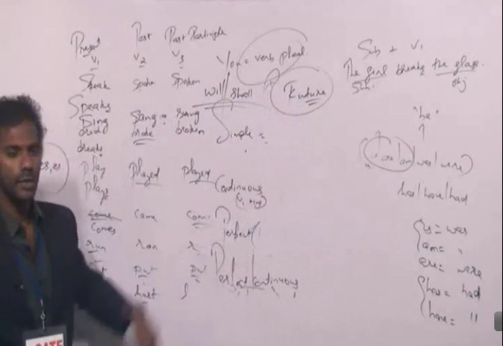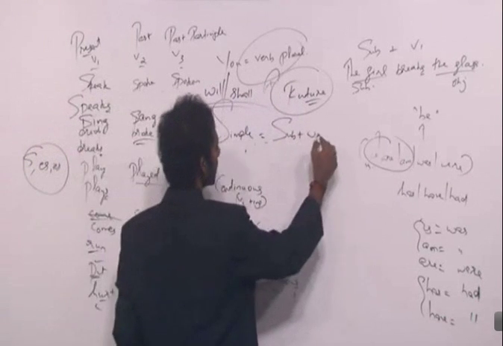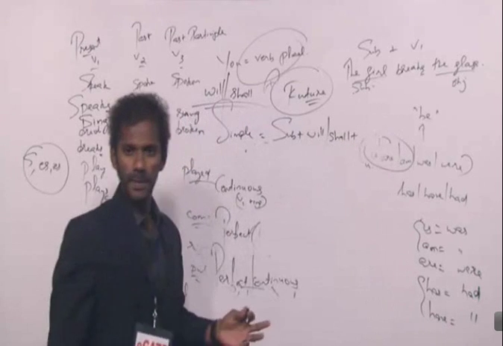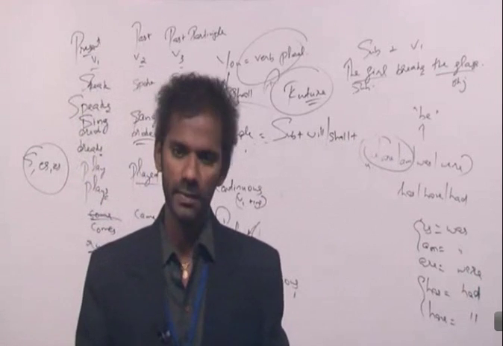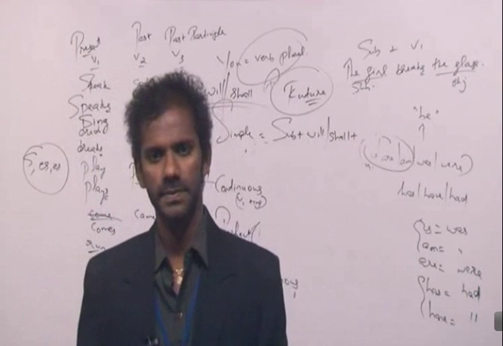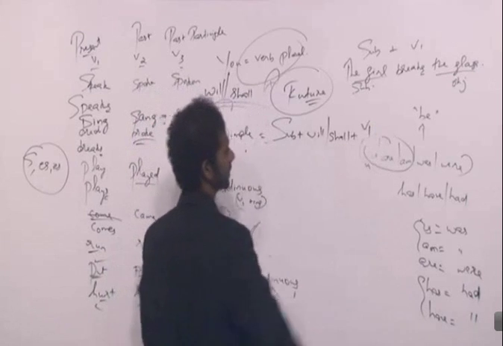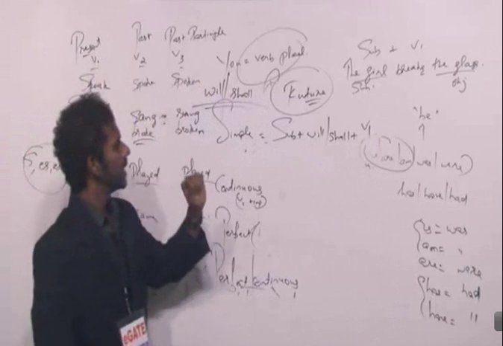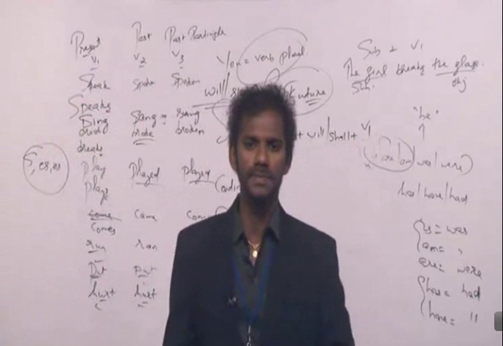The rule of simple future tense is subject plus will or shall plus verb. Should it be V1 or V2 or V3? It's subject plus will or shall plus V1. V1 is the present form of the verb. Clear? Fine. Now this V1, the verb, must be singular or plural?